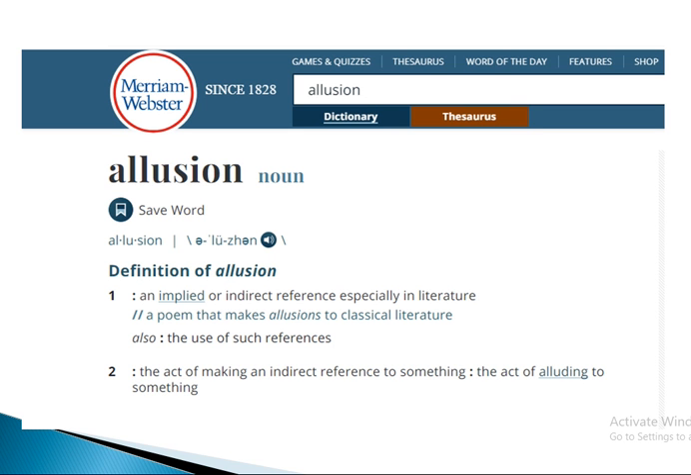The act of making an indirect reference to something, the act of alluding to something, that is very simple, making or giving reference to something or somebody in a piece of writing is allusion. And such kind of allusion should not be direct, it should be implied or indirect. Okay, that much you have to remember.